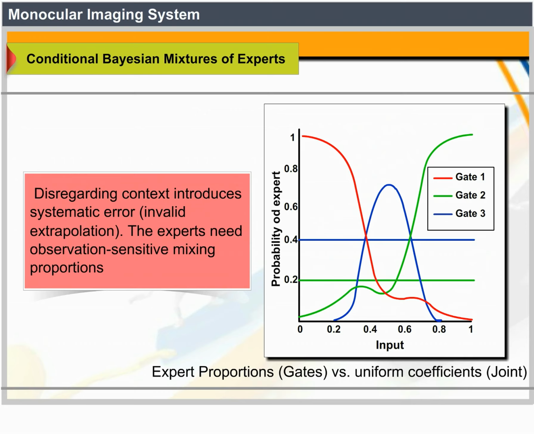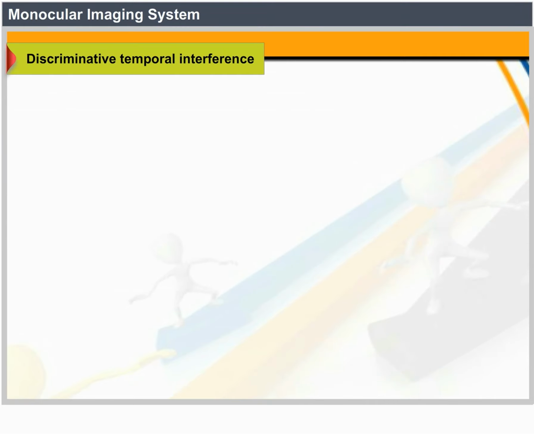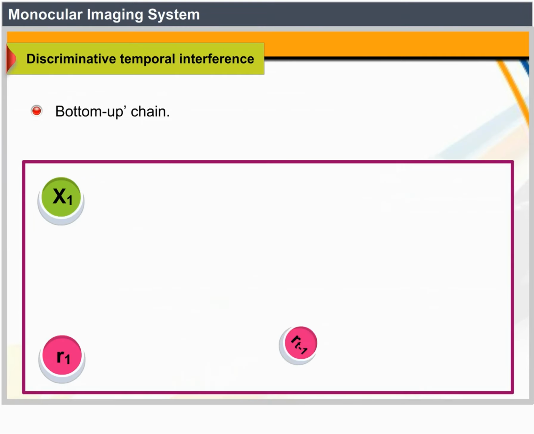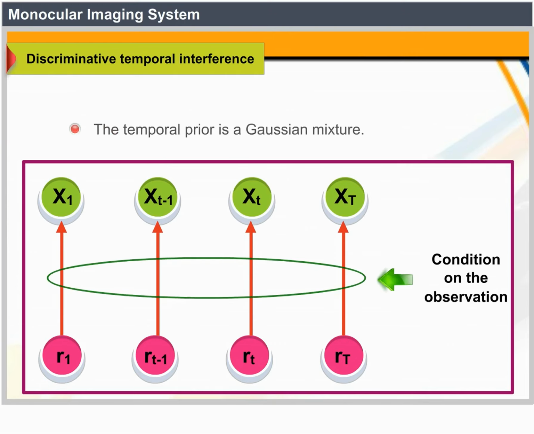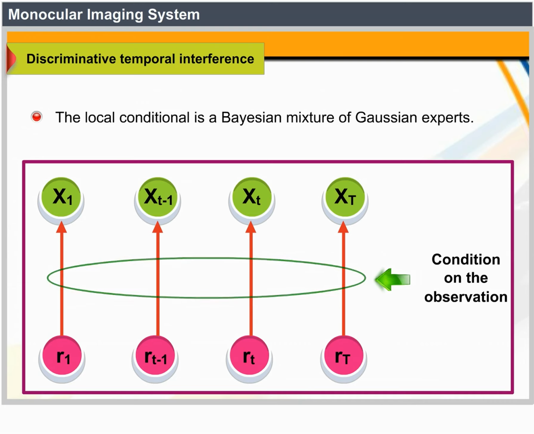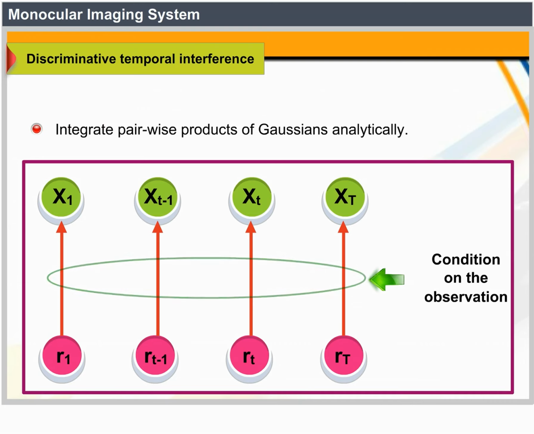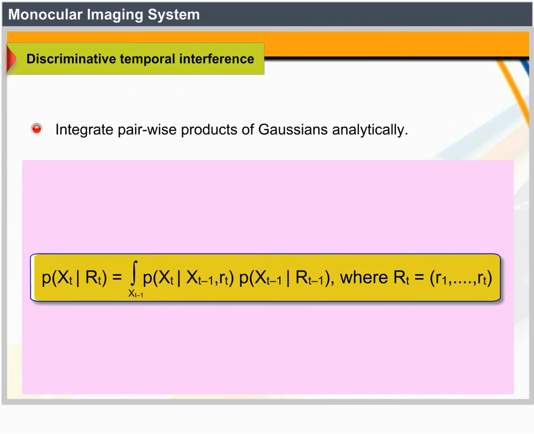Discriminative temporal inference. Bottom-up chain, conditioned on the observation. The temporal prior is a Gaussian mixture. The local conditional is a Bayesian mixture of Gaussian experts. Integrate pairwise products of Gaussians analytically, as shown in the following equation. Local conditional, temporal filtered prior.